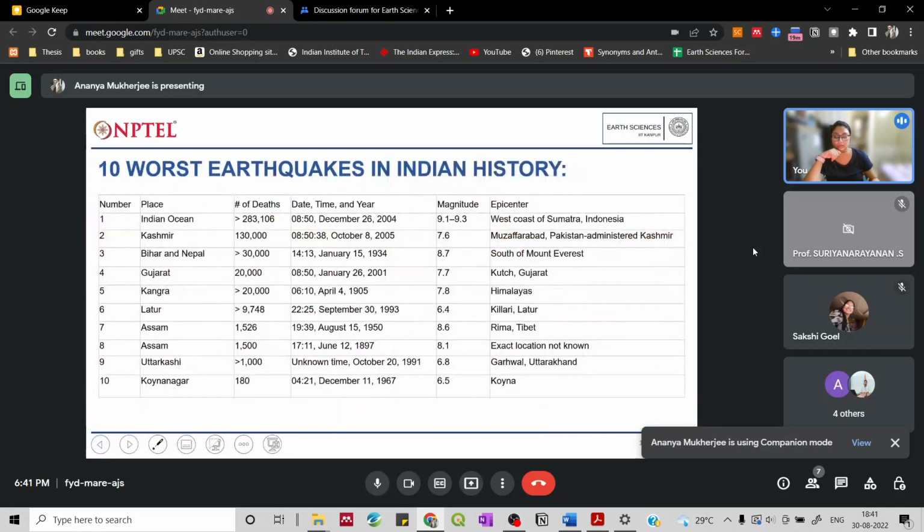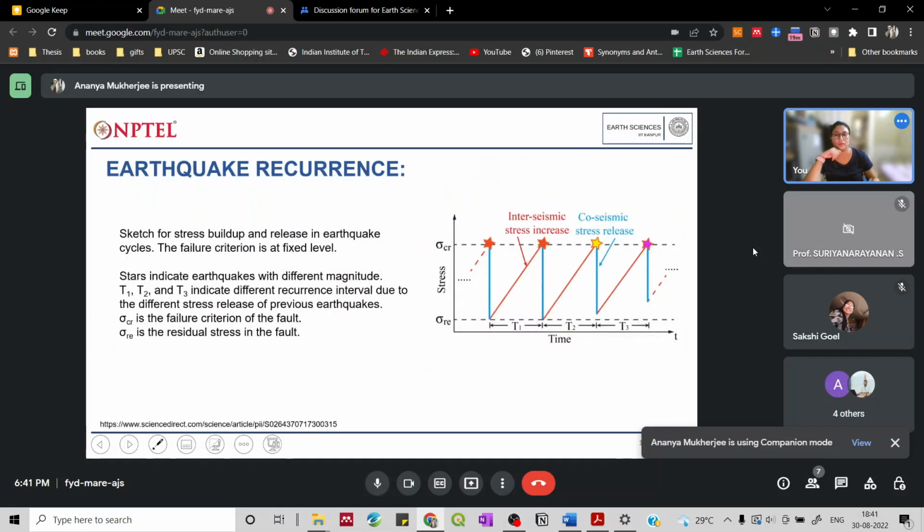This is a list of the 10 worst earthquakes that have been experienced by India till date. Now we talk about earthquake recurrence. To predict whether another earthquake event will occur or not, we try to understand the recurrence interval of an earthquake. In the figure shown over here, suppose this was one of the earthquakes that have happened. We have the record of this. Now the next earthquake happens at this time. So this T1 is the time interval between the first earthquake and the second earthquake.